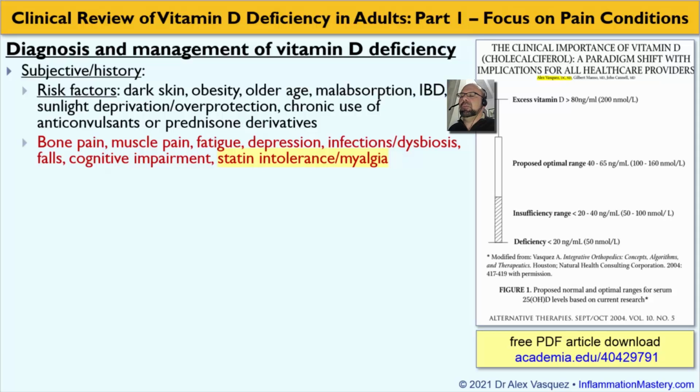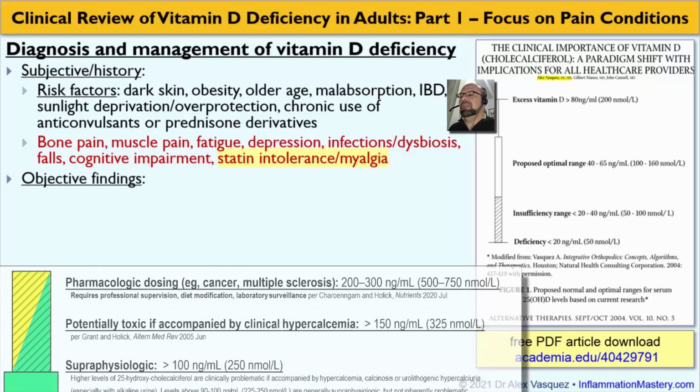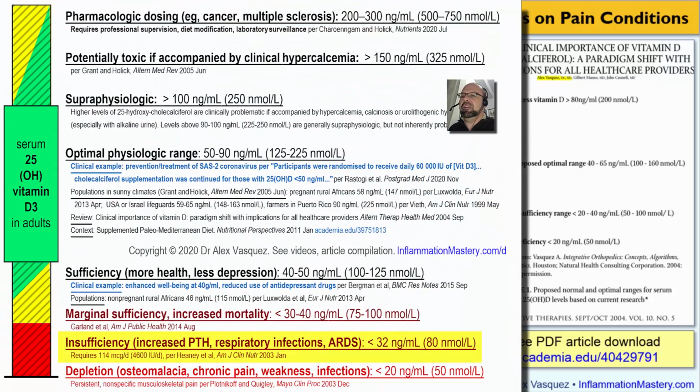But rather than split hairs between deficiency and insufficiency, let's just call everybody deficient if they have less than 32 nanograms per milliliter or 80 nanomoles per liter. That's really the physiologic cutoff for vitamin D deficiency. I'll talk about all of that again here today and in some of the videos in the upcoming remainder of the series. And after today's introduction, focusing on pain, I'll also talk about depression and reduced immunity or increased vulnerability to infections.